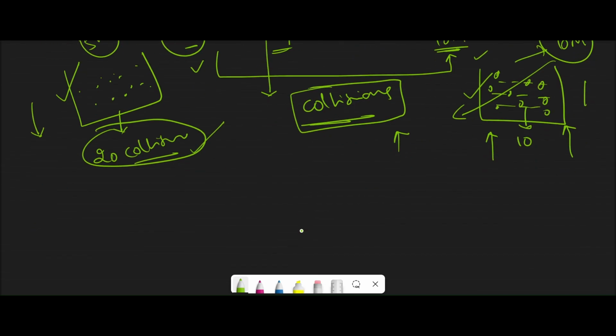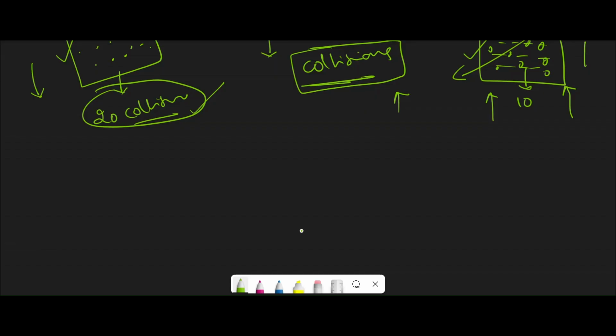So based on the number of collisions, we write that the rate of reaction is directly proportional to the number of collisions. We will discuss in detail in collision theory what kinds of collisions there are, whether effective collisions or ineffective collisions. Here we are generally discussing collisions.